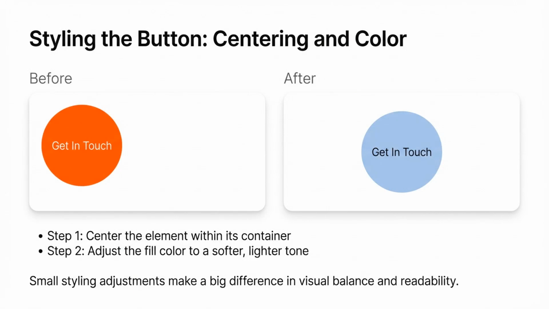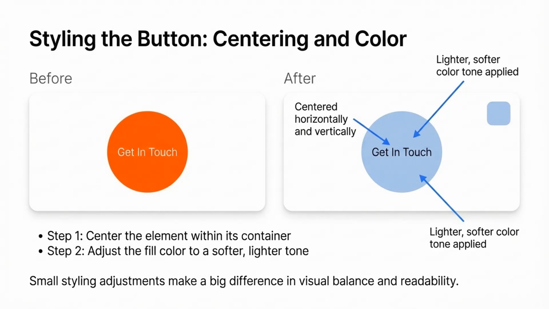Once you've placed your button, the next step is styling it properly. Two key adjustments are centering the element within its container and tuning the color. If the button color is too bright or too saturated, it can feel overwhelming on the page. Bringing it to a softer, lighter tone creates better visual balance. These might seem like small tweaks, but they have a significant impact on how professional and polished the final design looks. Centering is usually just a one-click operation in most design tools.